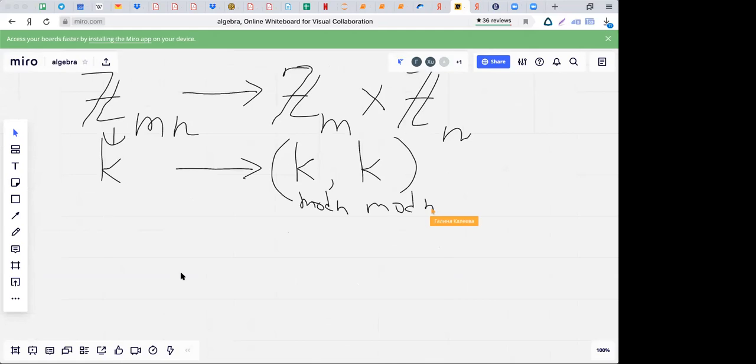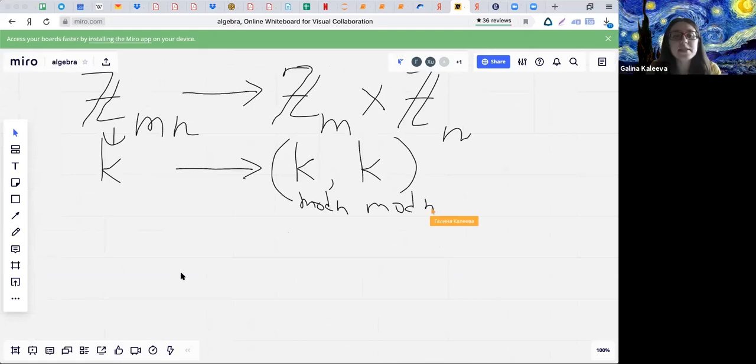Is k a subgroup or what? K is an element. Element, okay. Not a subgroup, but an element, some arbitrary element of our group.